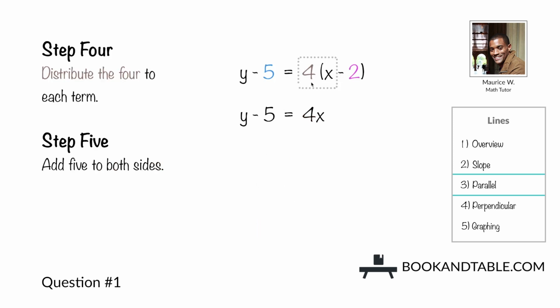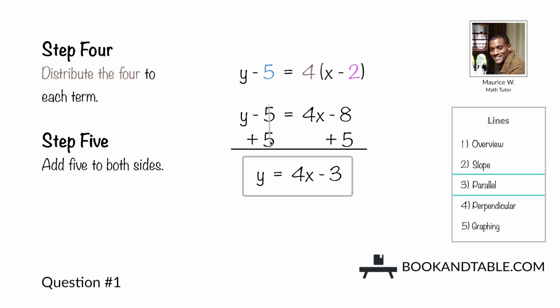And now we have the information that we need to figure out the equation of the parallel line. So step 4, distribute the 4 to the x and the -2. 4 times x is 4x. 4 times -2 is -8. That leaves you with y minus 5 is equal to 4x minus 8. You want to isolate y, so to get rid of this -5, step 5 is to add 5 to both sides. -8 plus 5 is -3. So we see that the parallel line that we're looking for in question number 1 is y is equal to 4x minus 3.